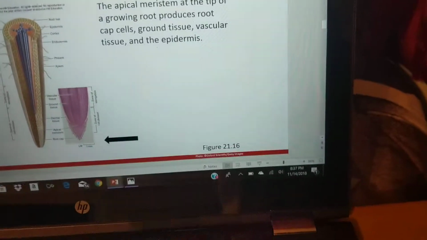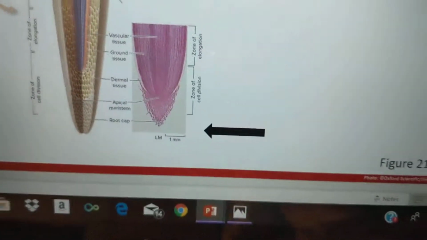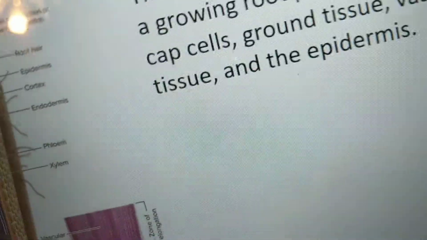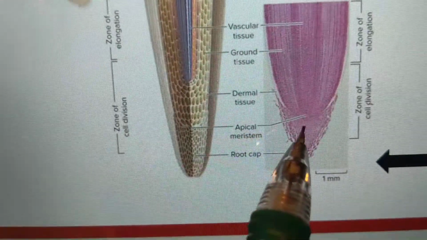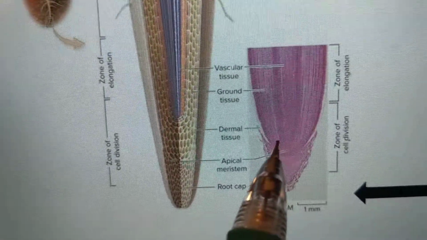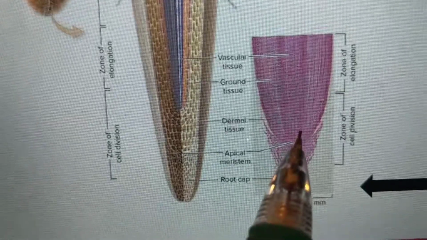Now, in the apical meristem, there are different zones. You need to know about these different zones. I'm pretty sure there's a picture of it right here. If not, then whatever, but just in case he does ask. You can tell this part right here is the root cap.